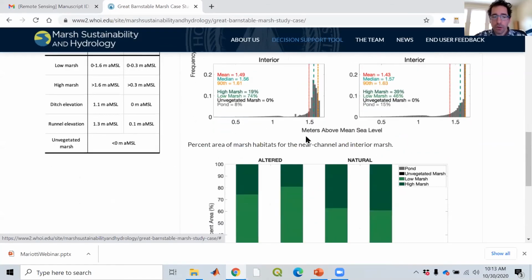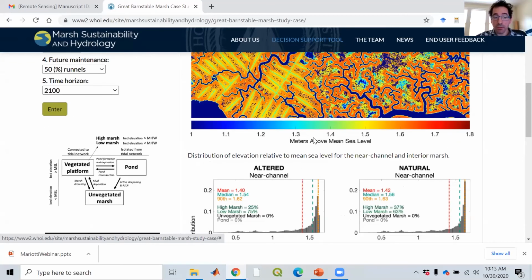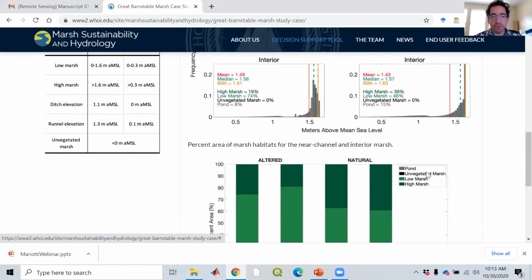We also put the marsh in 4 possible categories. So it's a marsh, which is either low marsh or high marsh, depending on whether it's higher or lower than mean high water. You have ponds, which would be a place that is isolated. It might have a high absolute elevation, but if it's not connected to a channel, it's considered a pond. And then you have unvegetated marsh. So if you are below mean sea level, you're kind of a mud flat. You can call it an unvegetated marsh or a mud flat.